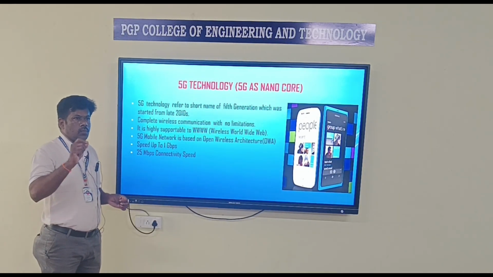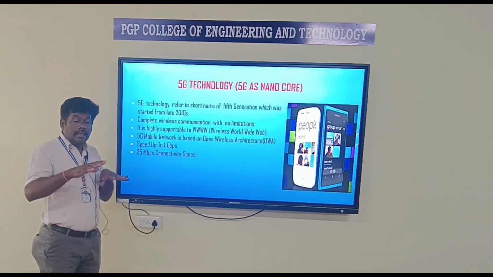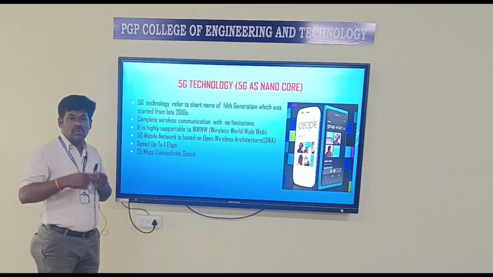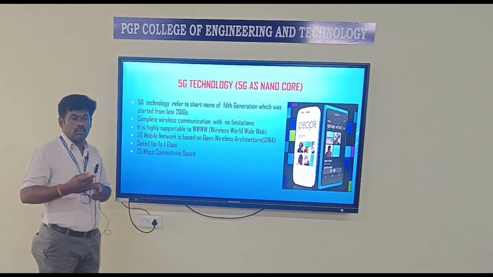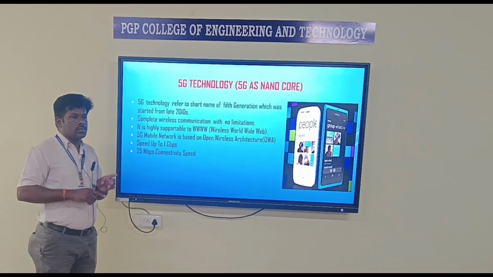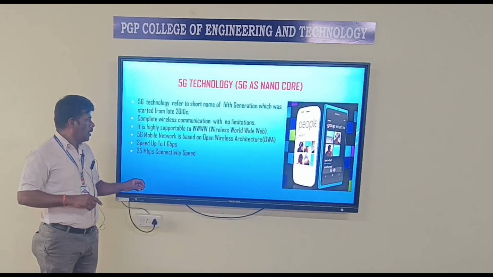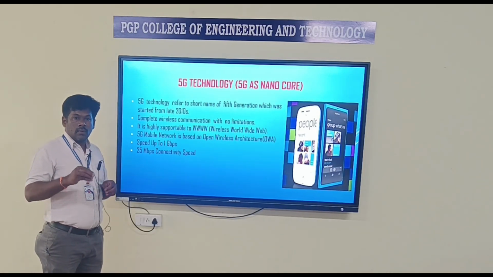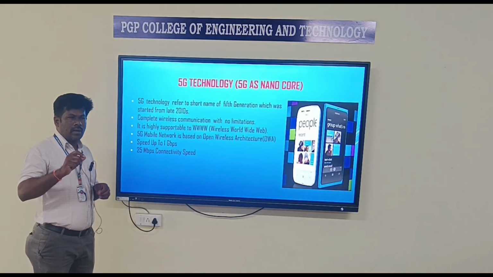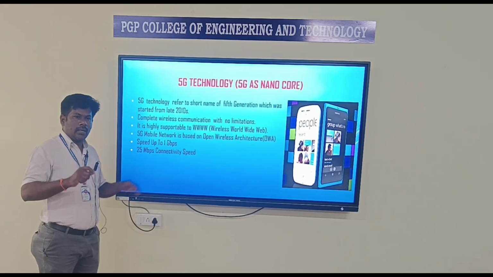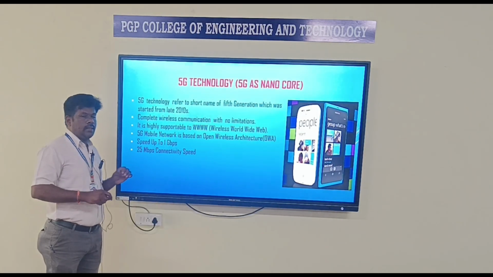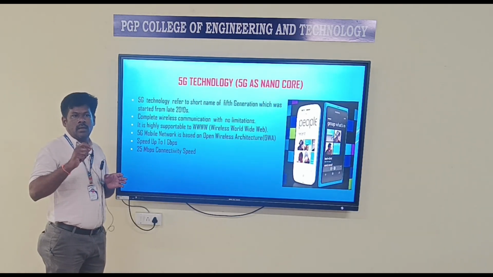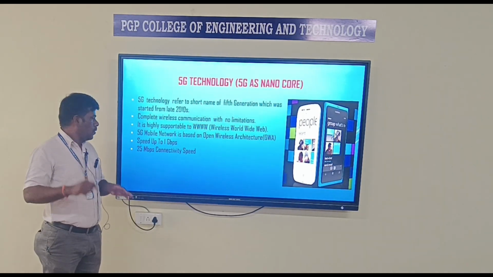I want to tell one thing: 5G increased the capacity 1,000 times compared to 4G. Another point is that the data rate also increased. In 4G it was up to 100 Mbps, but in 5G they said it goes up to 1 Gbps.